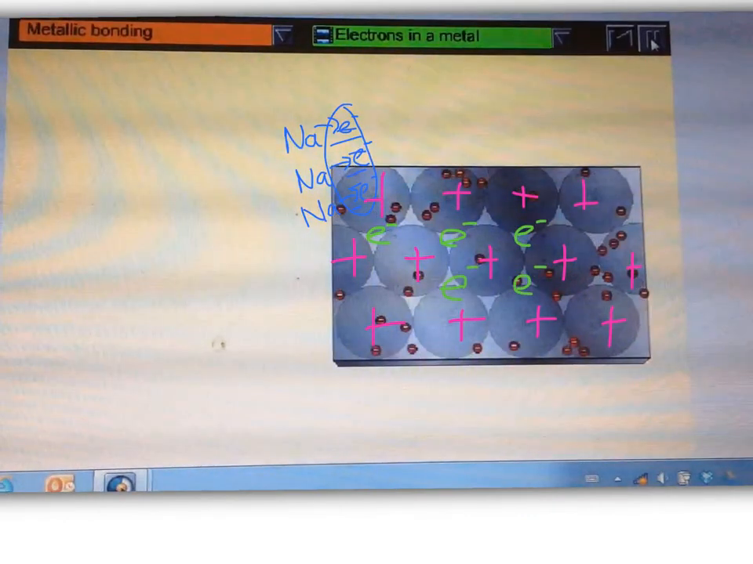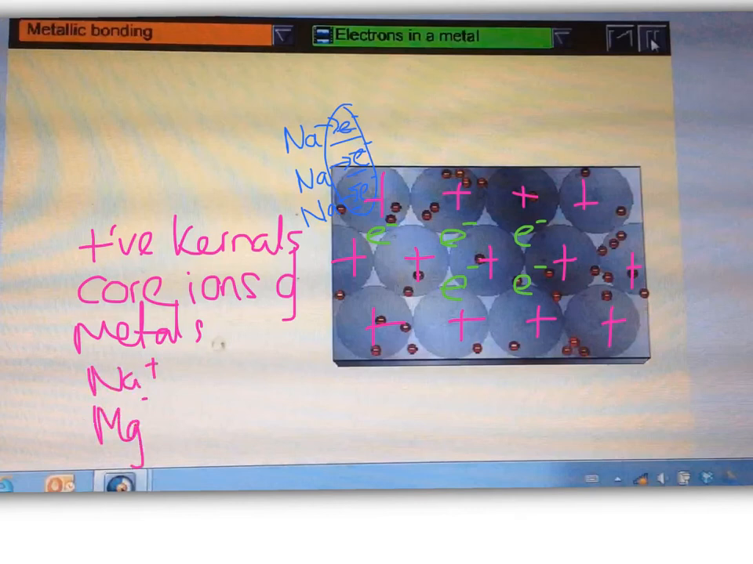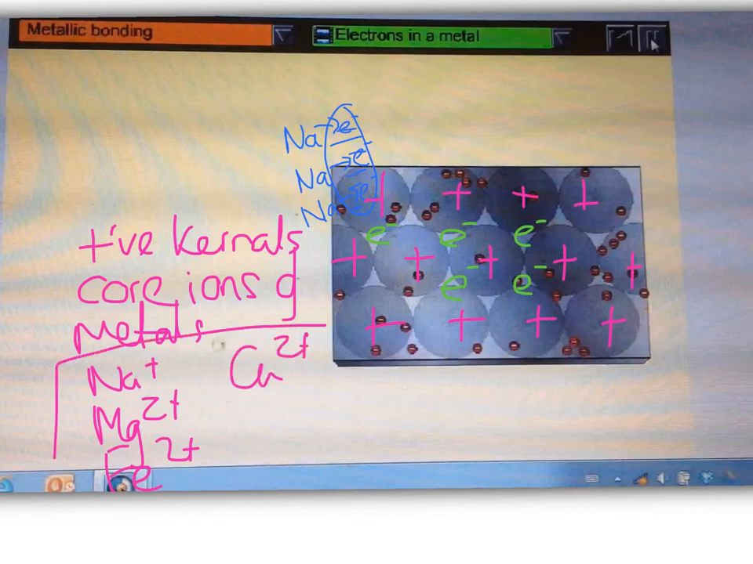Now let's look at that. So we have what are called positive kernels, which is the core ions of metals. So examples: Na plus, Mg 2 plus, Fe 2 plus, Cu 2 plus. All of those are the core ions. They are called the kernels.